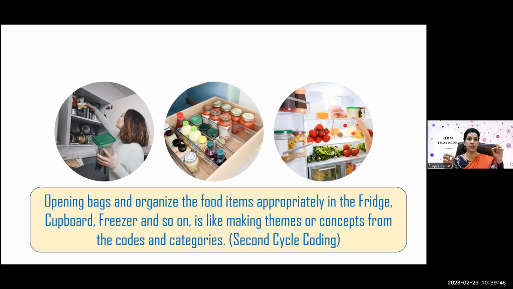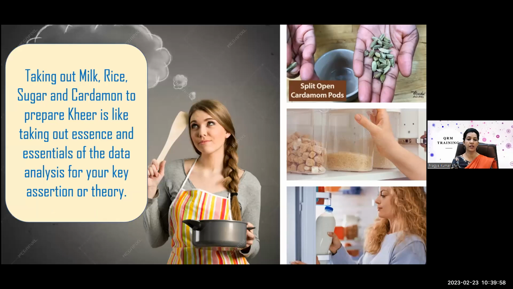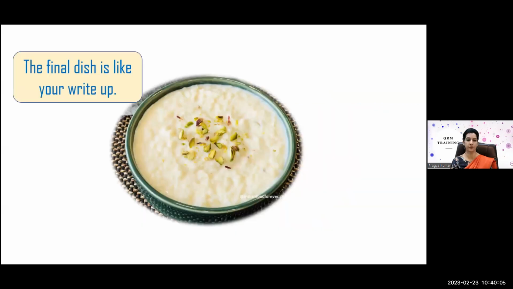Like you will keep all the frozen items in the freezer, deep freezer section, and all the fresh items in the freezer compartment. So it is like doing the second cycle coding. And then again, you will take everything and you will make the dish. So that is like writing the manuscript. So your final dish is like a write-up.